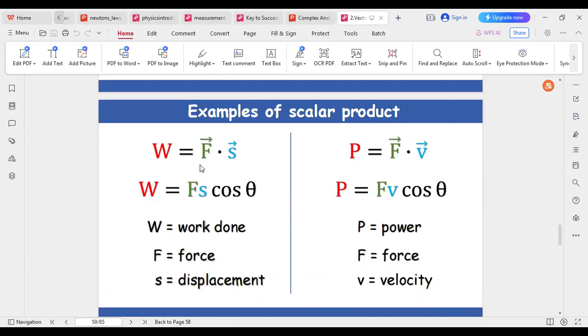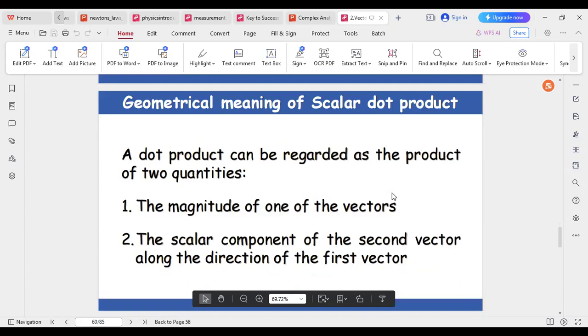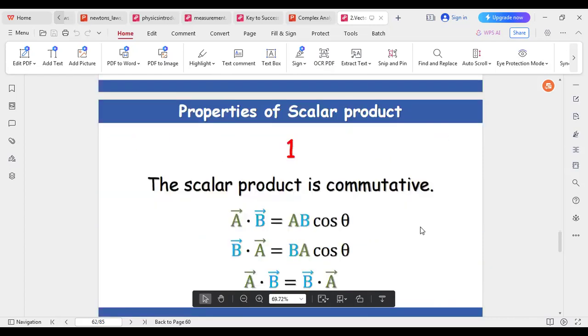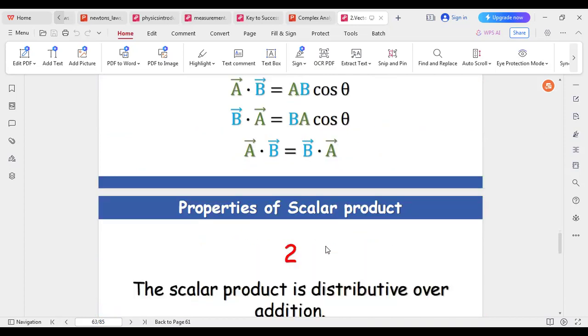This is the work done: force dot product displacement. So work done is force and displacement. Similarly, power is force and velocity. Okay, the geometrical meaning of a scalar and vector product: now, the scalar product can be represented as the projection of A on the B vector. Okay, properties of the scalar product: A dot B equals AB cos theta and B dot A equals AB, so it maintains the commutative law.